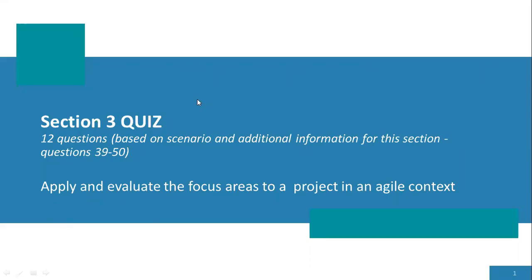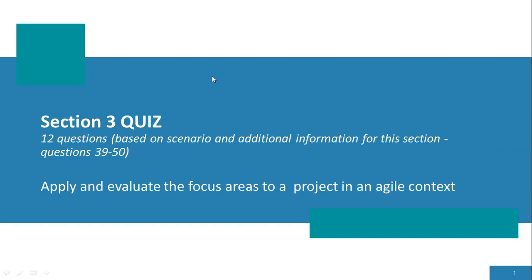Welcome to the quiz for section number 3 in the PRINCE2 Agile Practitioner certification training. Section 3 is about applying and evaluating the focus areas to a project in an agile context. There will be 12 questions from this syllabus section in the exam, and these would be particularly questions numbered 39 to 50 out of the 50 questions.